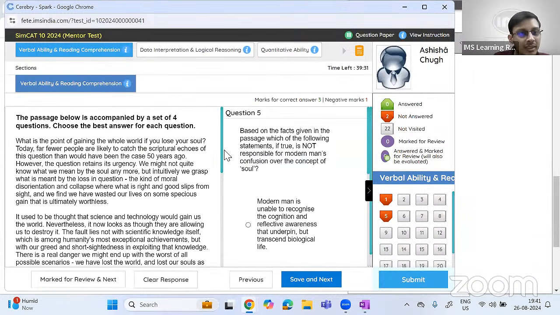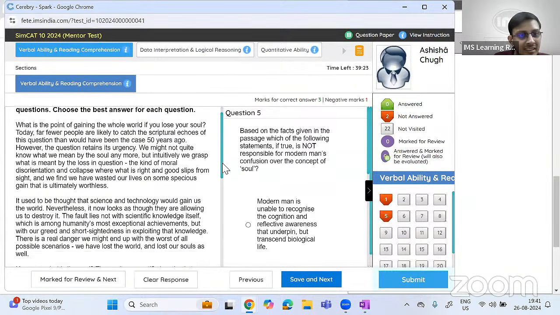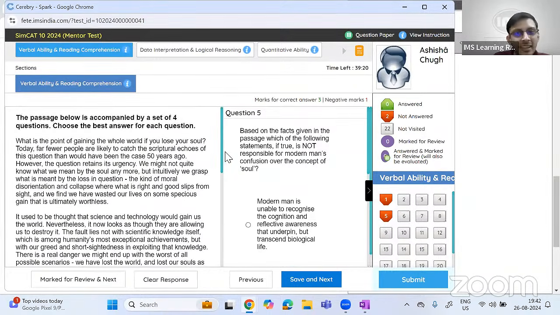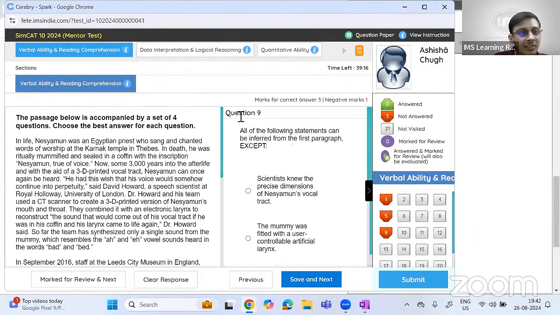What is the next one? What is the point of gaining the whole world if you lose your soul? Scriptural echoes of this question. Question retains urgency. Something about morality and soul seems a bit abstract. I will be a bit wary of that passage.